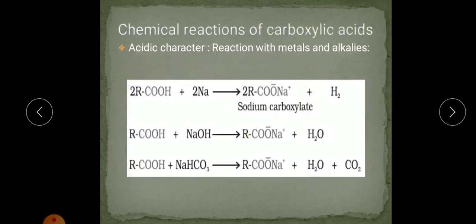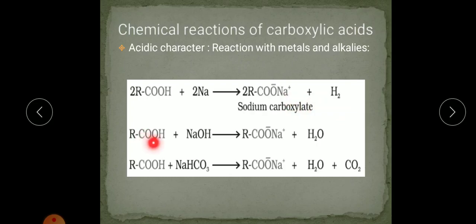Now today we are going to see the chemical reactions of carboxylic acids, the different chemical reactions. So first we'll see the acidic character. To understand the acidic character, we'll react the acid with metals and alkalis. So we take carboxylic acid. Over here we have taken a general carboxylic acid, RCOOH. R can be an alkyl or aryl group. So when it reacts with sodium, it will form a sodium carboxylate, or sodium salt of carboxylic acid, plus hydrogen.